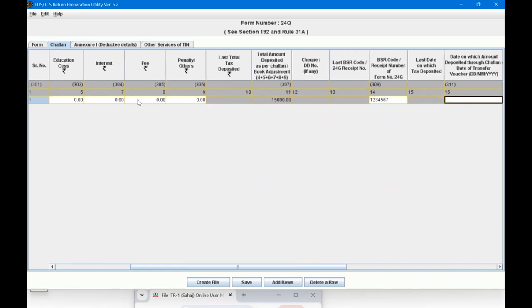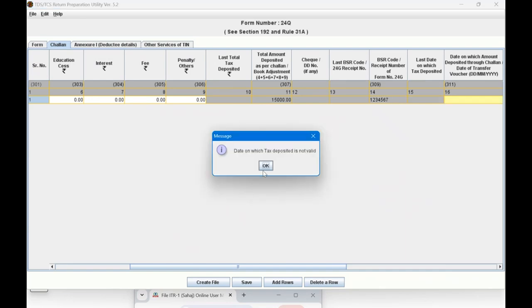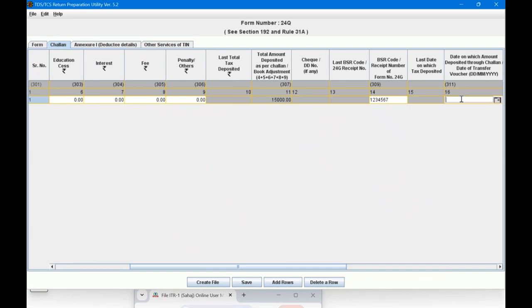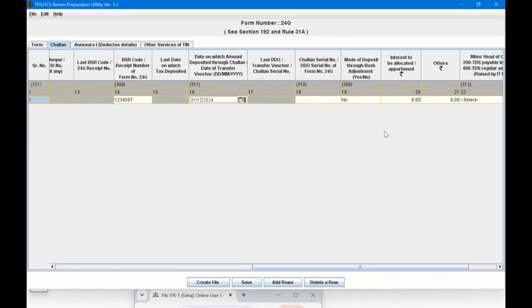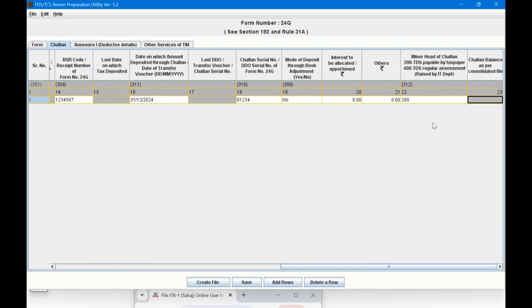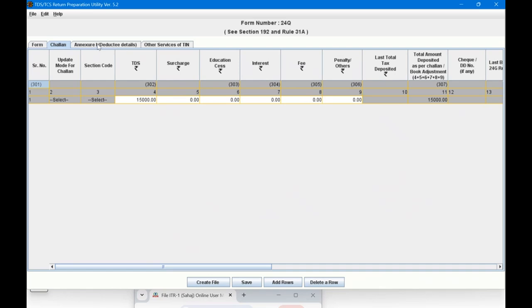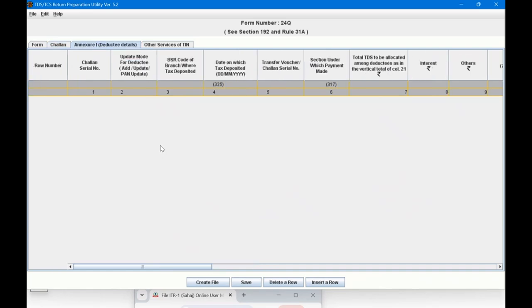Date of deposit, say it is 31st December 2024. I have paid this money. Okay, there is an issue with the date. I paid the money on 31st December, I selected this one. Then challan serial number. Minor head, it is 200. That's all.